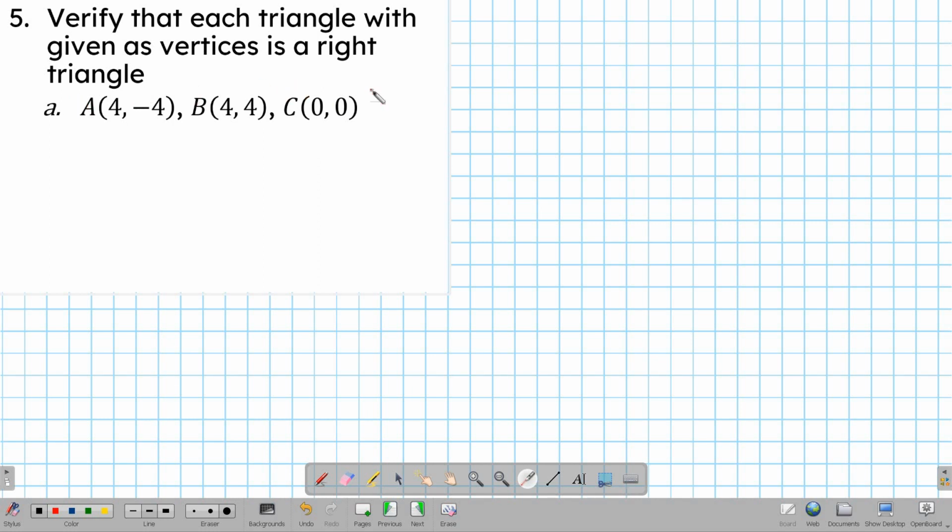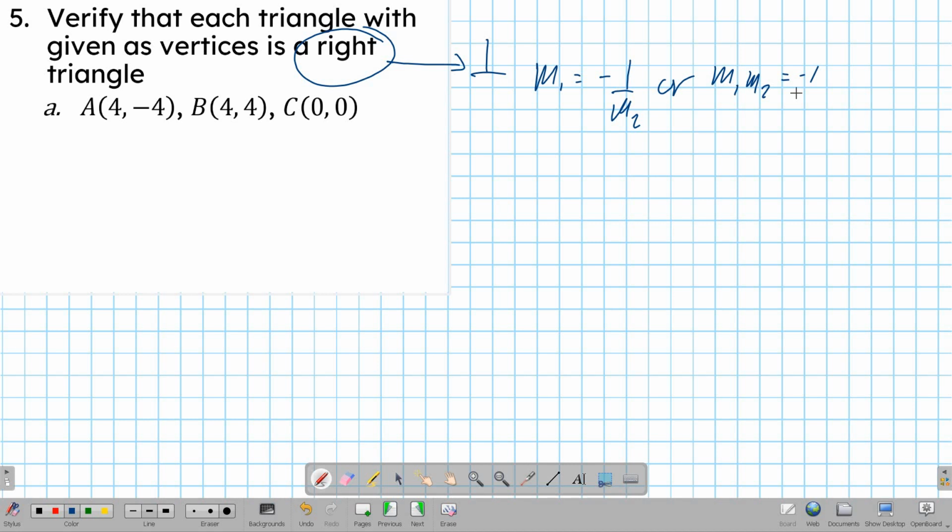Okay, so for number 5, our last problem regarding slope, we'll have to verify if these are vertices of a right triangle. So, pag sinabing right triangle, we would have to deal with perpendicular lines. And sabi nga natin, if two lines are perpendicular, then their slopes would be negative reciprocals of each other, or their products would be equal to negative 1. So, yun lang na kailangan natin i-check.